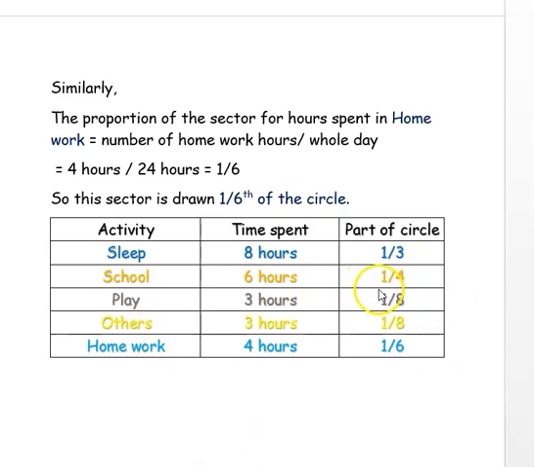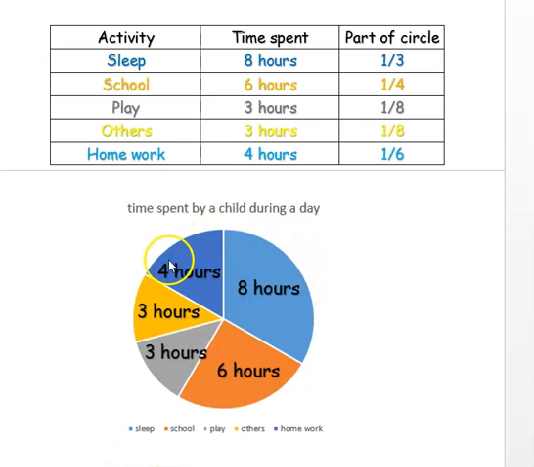Okay, so now based on this table, we are going to draw the pie chart. First, we are drawing a circle. That whole circle represents 24 hours. Now, we are splitting that into sectors. The first sector we are taking is sleep. We are allotting 1/3 of the circle for sleep. So that is 8 hours. It's represented in this blue color.